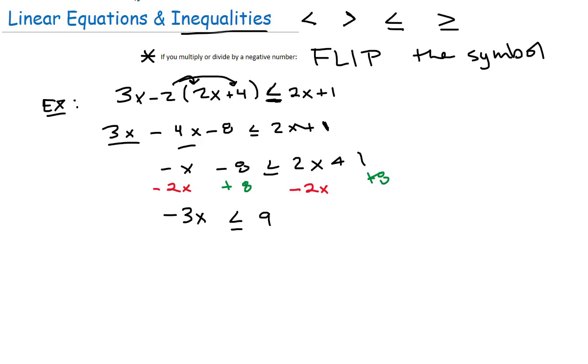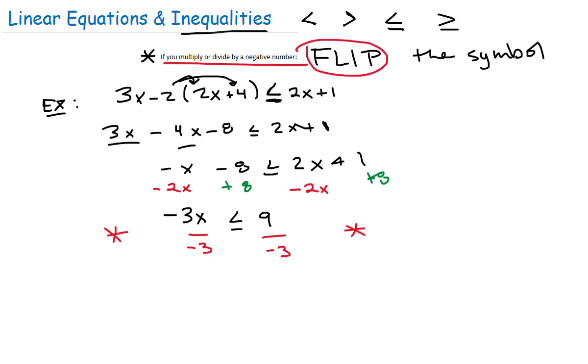and so we have that negative 3x is less than or equal to 9. And now remember, the goal is to get x by itself, and here is a moment where we have to pay attention. Right here at this moment, this is where a little alarm goes off and says, hey, remember, if you ever multiply or divide by a negative, you have to flip the symbol. And so I'm doing that at this moment.